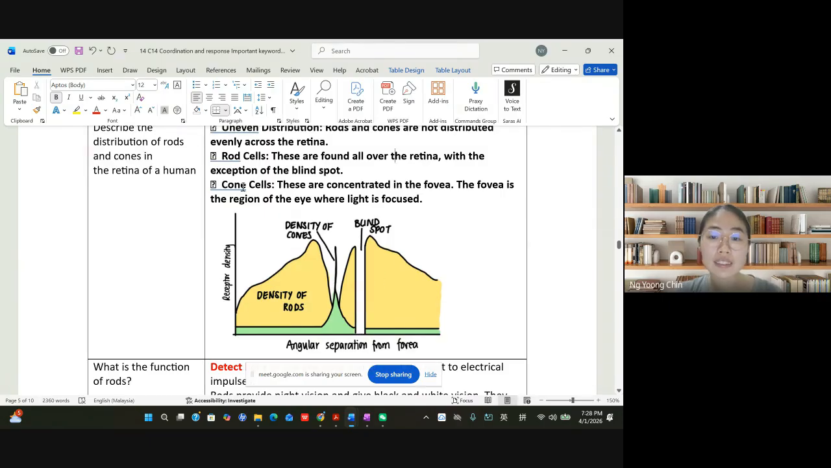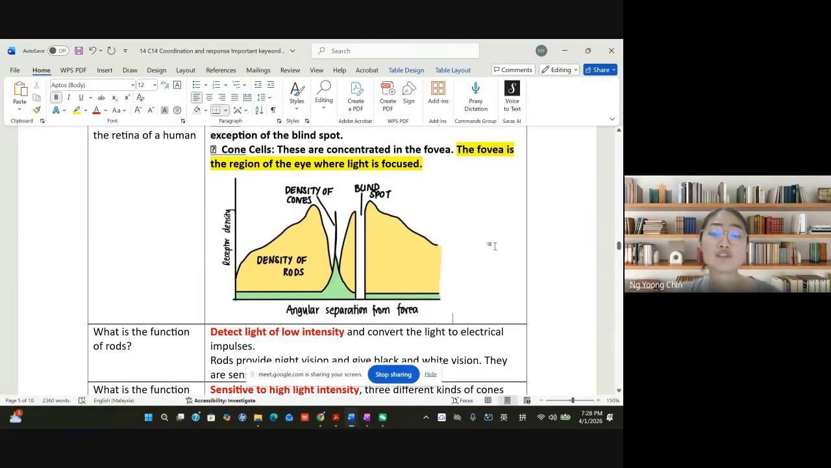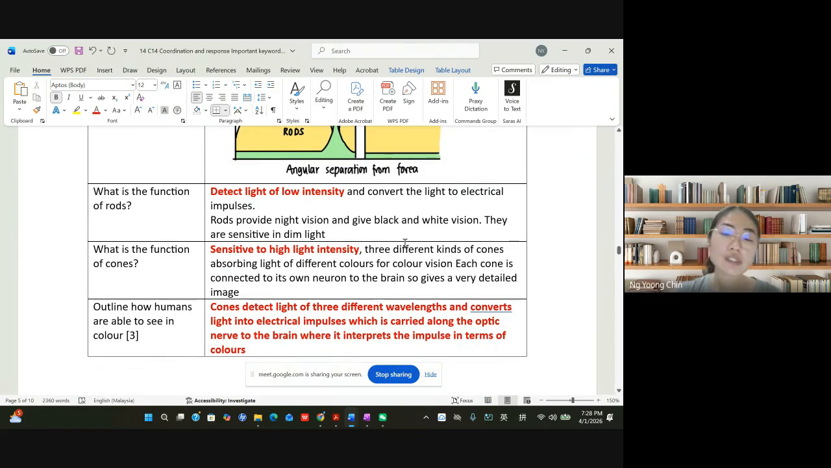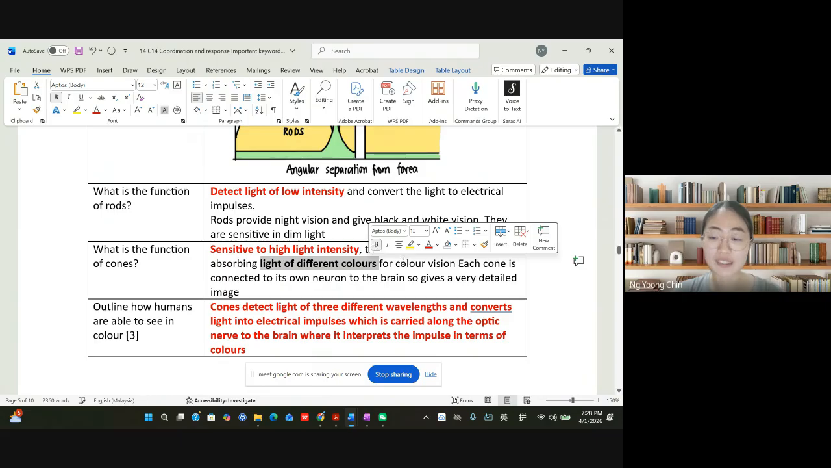And then the cone cells are concentrated in the fovea, the region where light is focused. That is why you are able to differentiate different colors, because you have cone cells. What is the function of the cone cell? Cone cells are very sensitive to high light intensity. You have 3 different kinds of cone cells, so they can absorb light of different colors for color vision. And each cone is connected to its own neuron to the brain, so it gives a very detailed image.